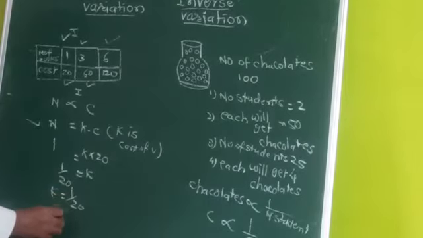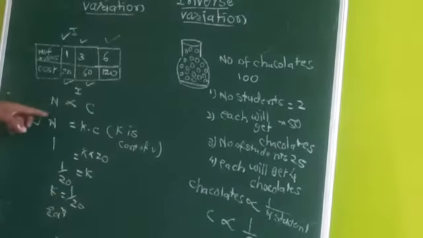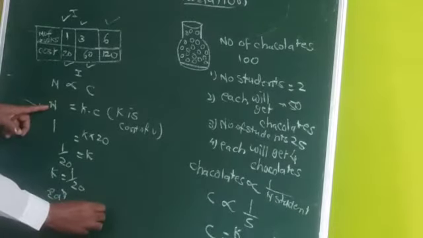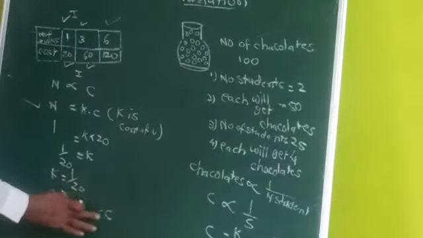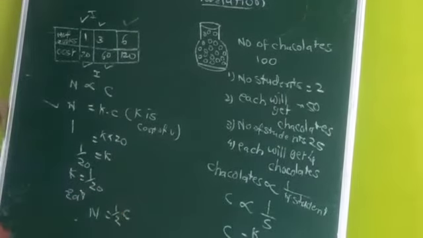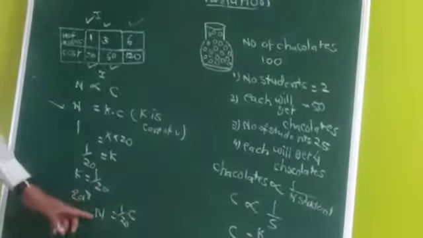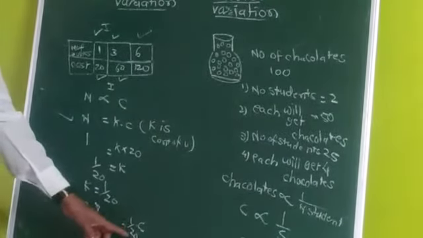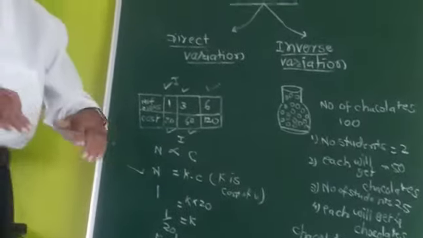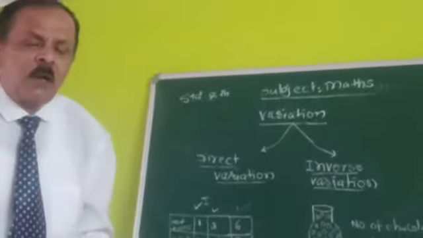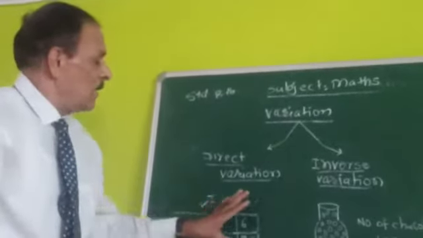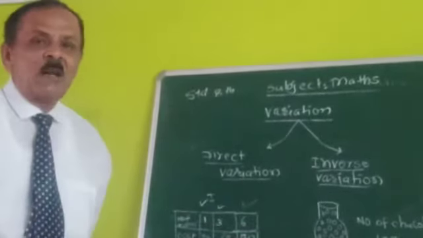So the equation also we can find out. N equal to KC, and K's value we know now. How much is it? 1 upon 20. So N equal to 1 upon 20 C is the equation. And from this equation we can find out any sort of value, and that we will see later onwards.